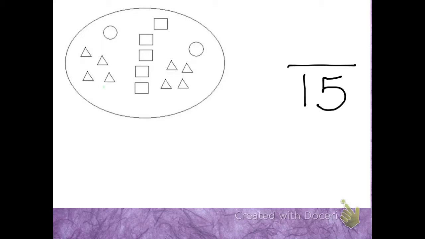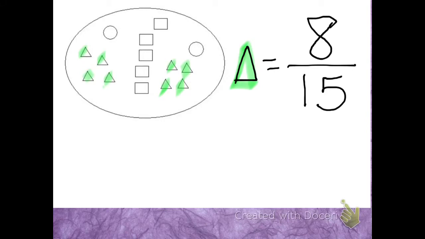Let's pretend that I wanted to find out how many triangles there are in my set. So the first thing I'm going to do is count the number of triangles. 1, 2, 3, 4, 5, 6, 7, 8. There are 8 triangles in the set. So my fraction would be 8/15. And all I'm saying is that there are 8 triangles out of 15 shapes altogether.